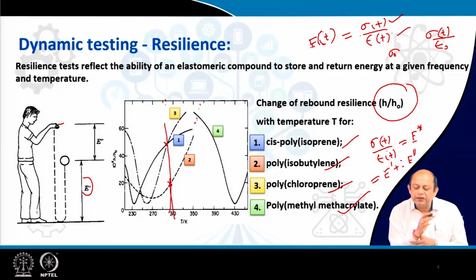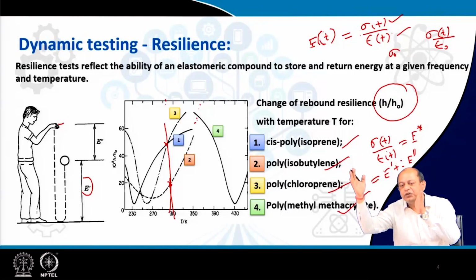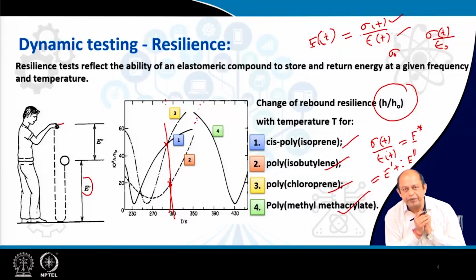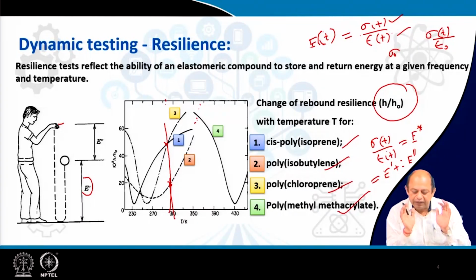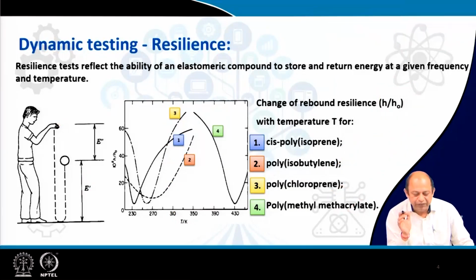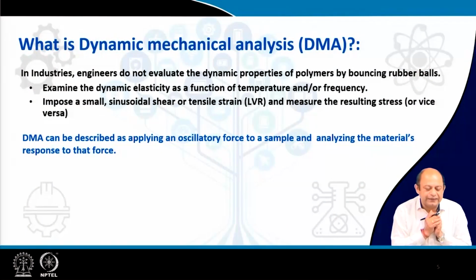So, of course, there are some high frequency DMA where you can go all the way up to 10 to the power 4 hertz. Rest frequency access you can only do with the help of the time temperature superposition principle that I talked about earlier. But nonetheless, let us quickly try to see what we can do in dynamic mechanical analysis.